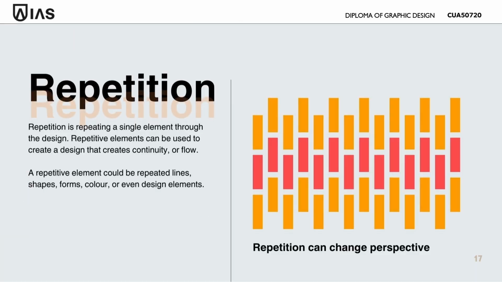Now let's have a look at repetition. Repetition is repeating a single element through a design. These repeated elements create flow or continuity throughout a layout. A repetitive element could be lines, shapes, forms, color, or even design elements. Repetition can also change perspective when used in design. Let's have a look at some examples using repetition.